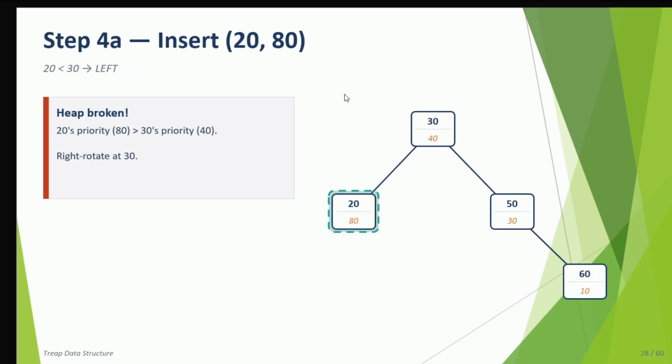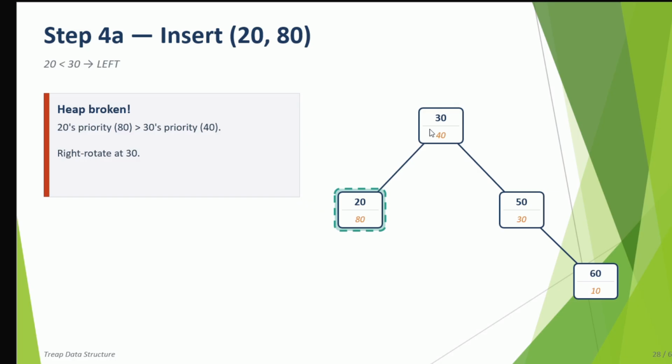Now in step 4, we see that 20 is less than 30, so 20 becomes the left child of 30. Now comparing priority values, we see that the child 20 has a higher priority value 80 than its parent's priority value 40. So we need to perform a right rotation so that 20 goes up and 30 moves down.